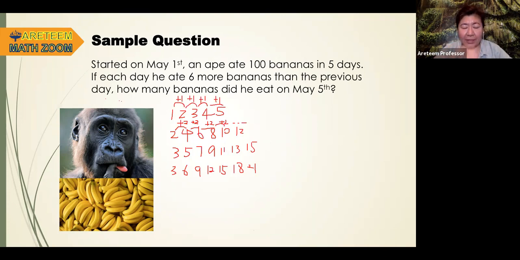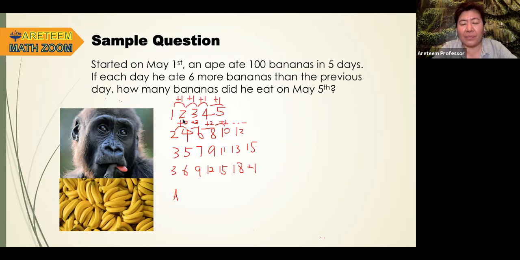Okay, now I'll tell you a property of arithmetic sequences. You know the word average, don't you? Yes? Okay. Average means you add all the numbers up and divide by how many numbers you have, right?